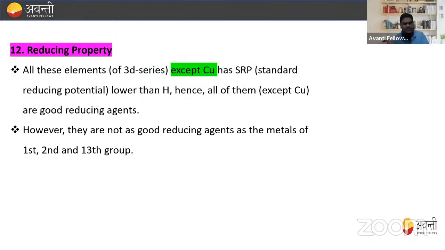Okay. Now, the next point is, that is the reducing property. So before reducing property, just revise this till I take some water, and then we're going to start the reducing property.